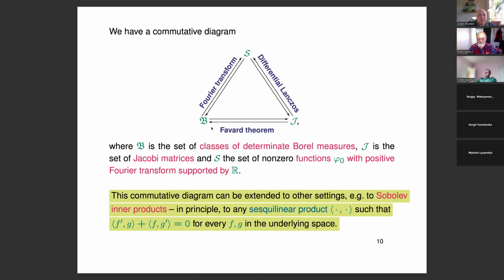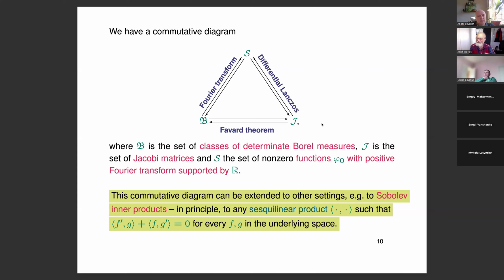And finally, what is known as the Favard theorem in theory of orthogonal polynomials tells us that for every measure, there is an orthogonal polynomial, and for every set of polynomials that obey the three-term recurrence relation, there exists a measure with respect to which they are orthogonal. So this diagram is commutative, and the beauty of it, it can be extended to other settings.